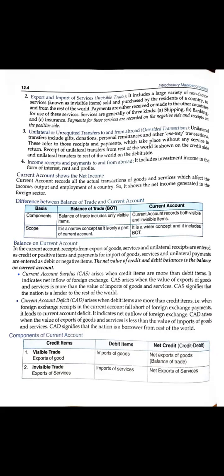So when will we get a unilateral transfer? Suppose there is a flood in our state, what will happen?